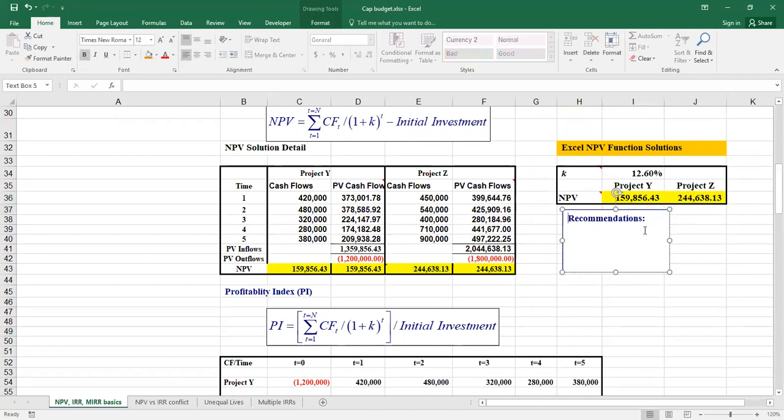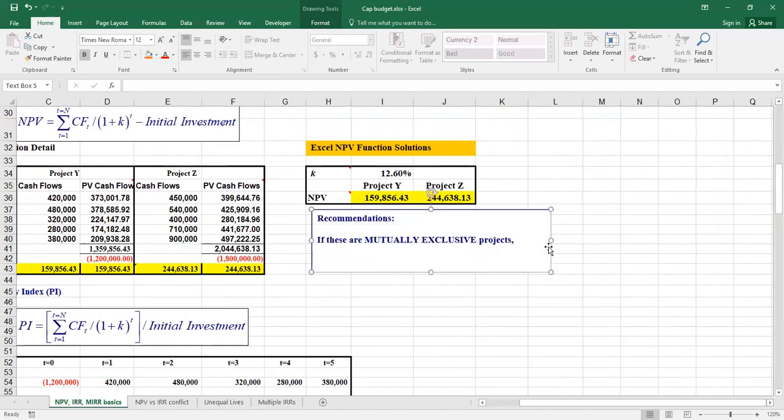So, what's our recommendation? Ayun, ang recommendation, depende, no? Depende yan kung ano yung nature ng project na to. If these are mutually exclusive. Ano ibig sabihin mutually exclusive? Pag pinili, isa lang pipiliin mo, no? You are choosing between the two of them. Kunyari, bibili ka ng isang computer, tapos pumipili ka between two options. Mutually exclusive yun. Okay. Then choose ano tayo? Project Z. Choose Z.